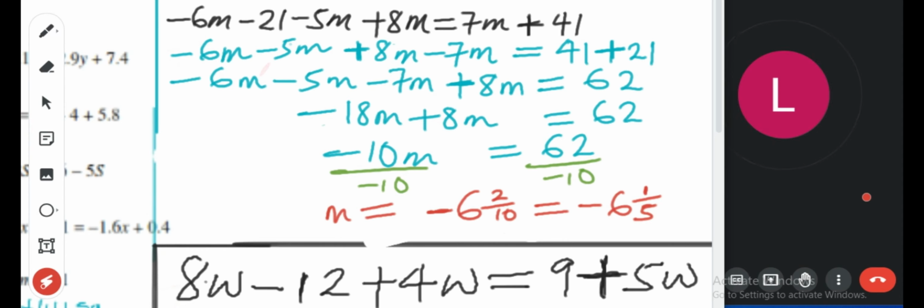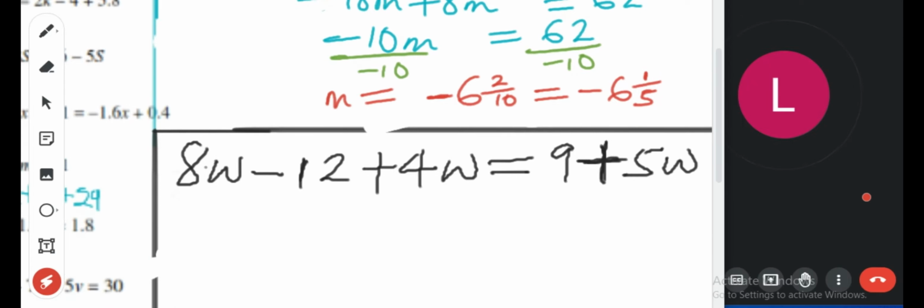Because 2 can go into 2, 1, and it can go into 10, 5, equivalent fractions. So minus 6 whole number 1 over 5. Now let's look at this one. You have 8w minus 12 plus 4w equals 9 plus 5w.